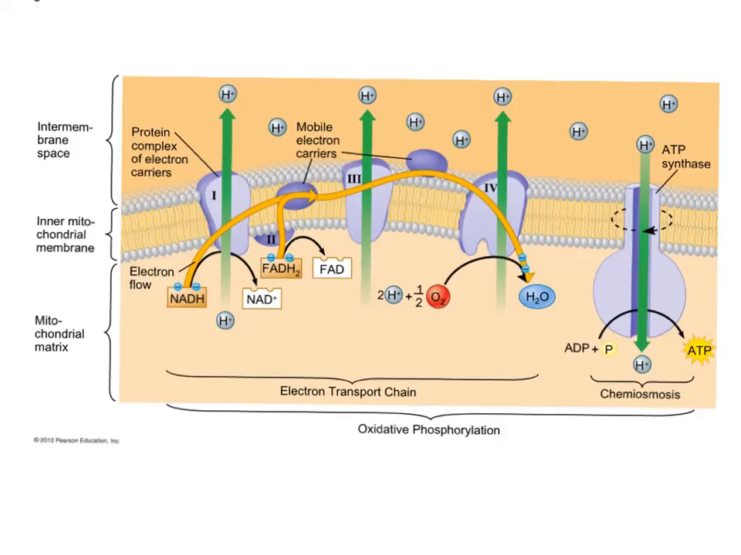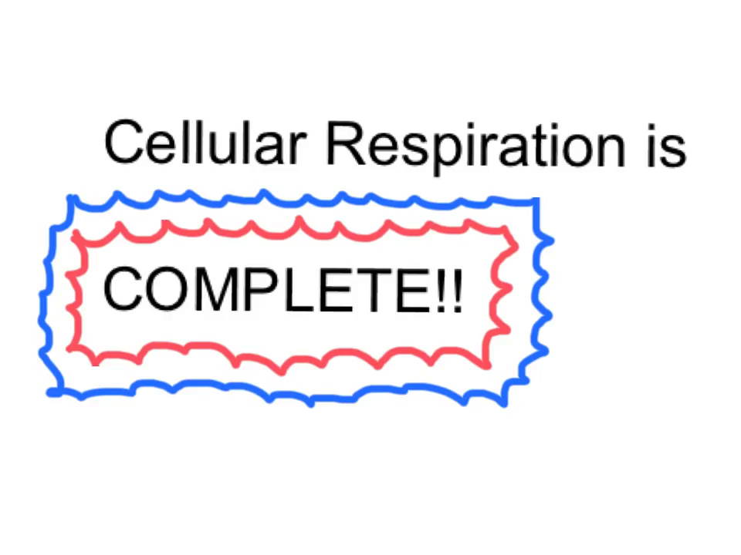This process is repeated until approximately 32 ATP are created. This concludes the 4 stages of cellular respiration.